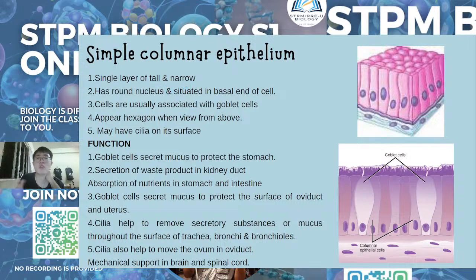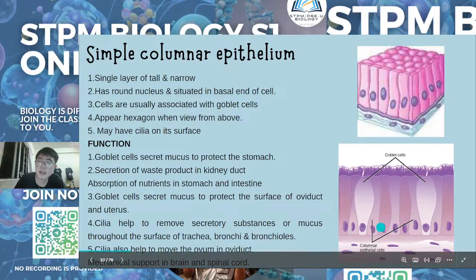For simple squamous, it is more flat and shorter. And for the simple columnar, it is more tall and narrow. So you see here the structure, it is a bit taller and a bit narrower. And it has a round nucleus, and normally this nucleus is located at the basal end of the cell.